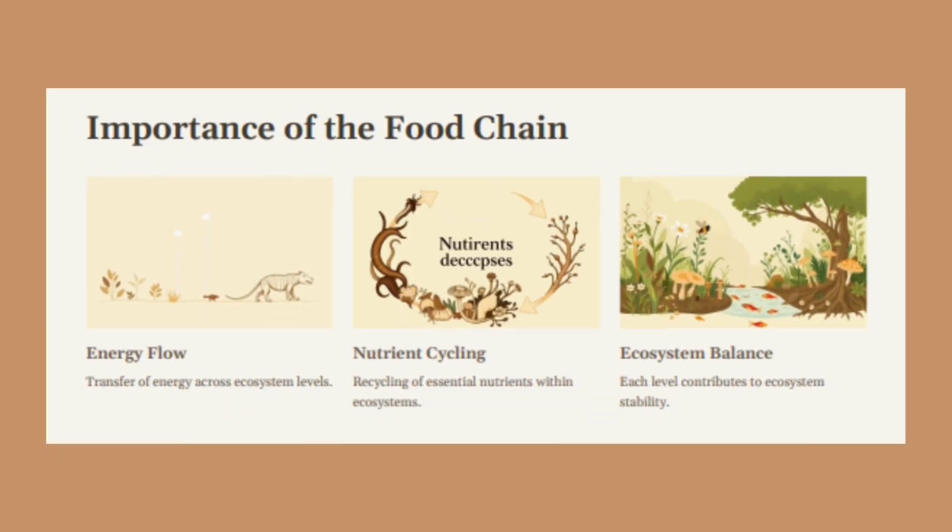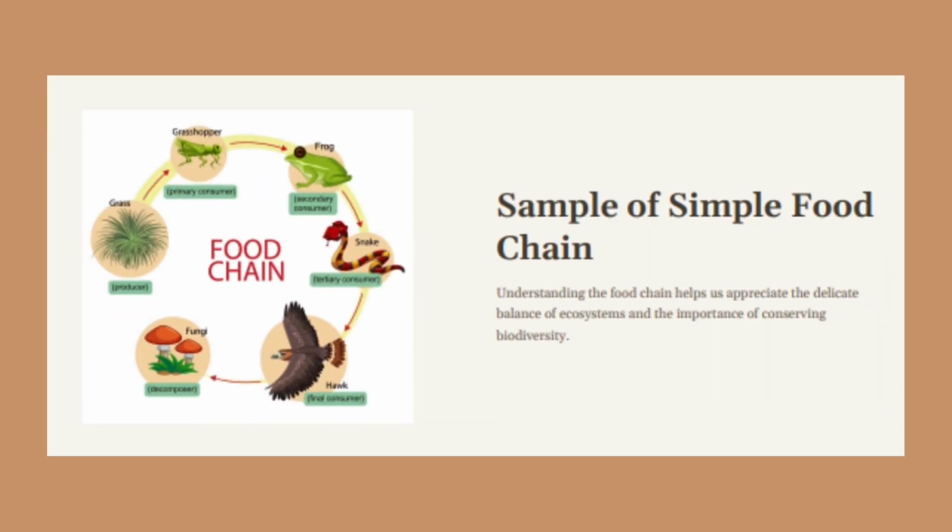Alright, so what is the importance of the food chain? So, number one, for energy flow, the transfer of energy across ecosystem level. So, yung pagpapasa ng energy from one organism to another. Next is nutrient cycling. Recycling of essential nutrients within the ecosystem and ecosystem balance. So, each level contributes to ecosystem stability.